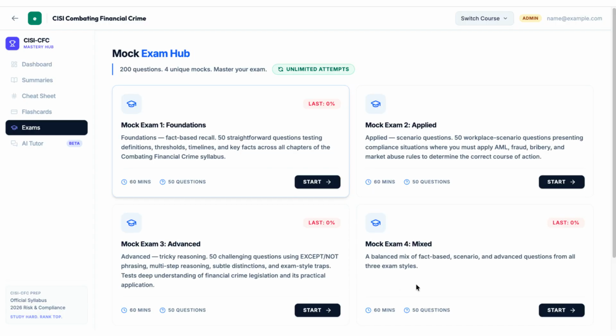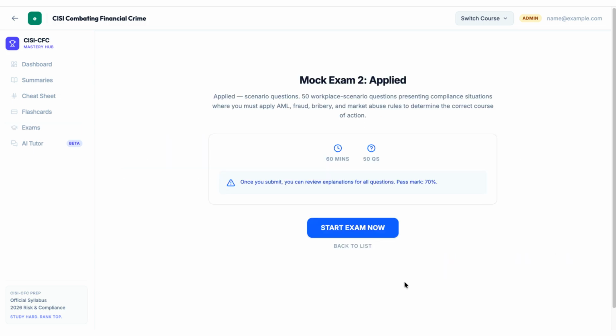The Mock Exam Hub offers 4 unique, full-length practice exams with unlimited attempts. These are designed to help you master the material before the actual exam. Each mock exam details the number of questions, time limit, and passing mark. After submission, you can review explanations for all questions to reinforce your learning.